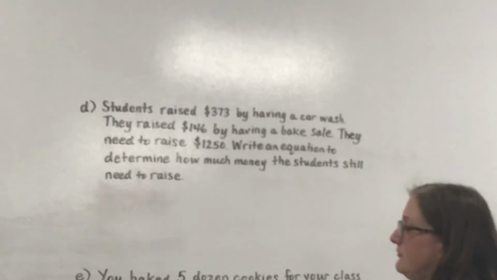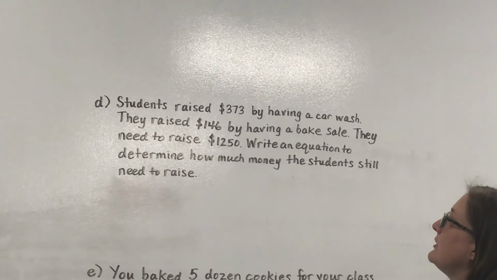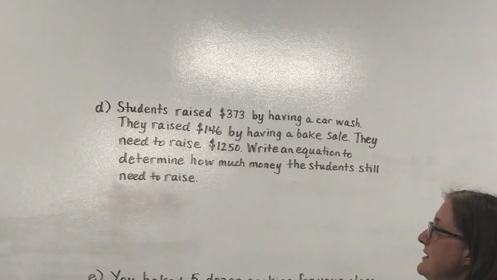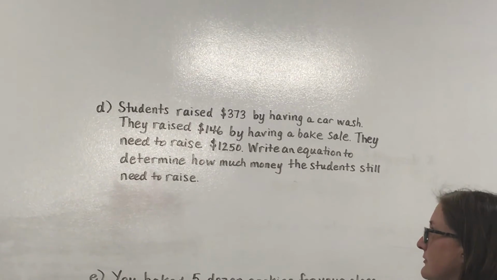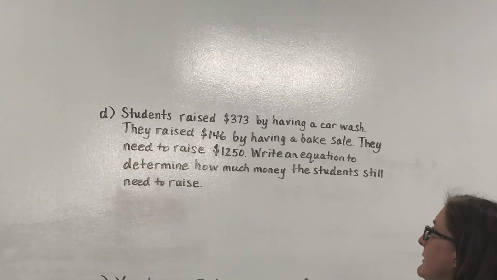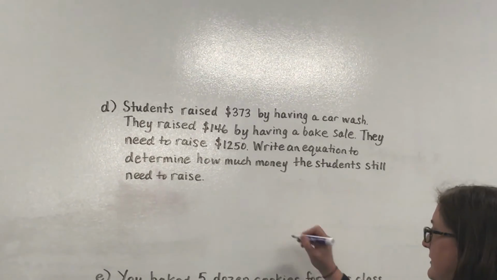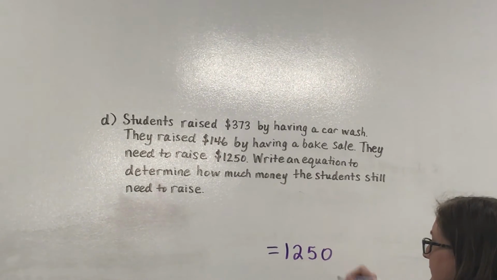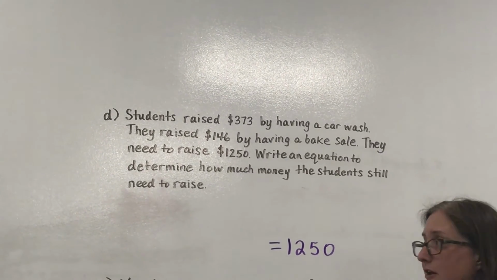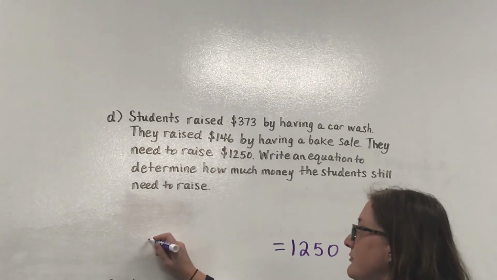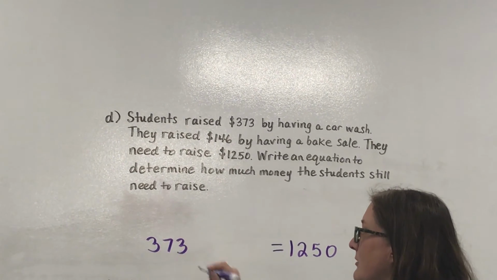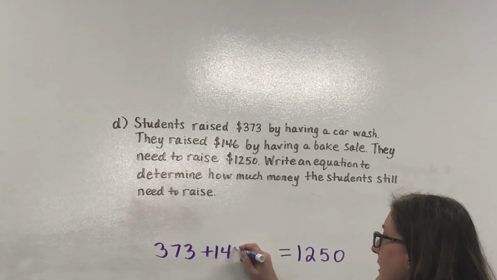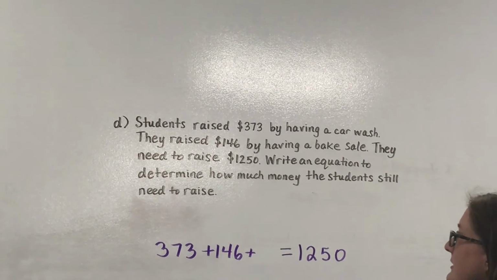All right, this one it says students raised $373 having a car wash, $146 having a bake sale, and they need to raise $1,250. Write an equation to determine how much money the students still need to raise. Well, their total that they're trying to get to is $1,250. In this case, we don't have any extra information. We know that they raised $373 with their car wash, and they also raised $146 with their bake sale, but they need some more. They need to raise some more money.